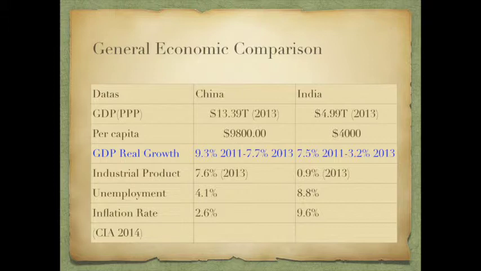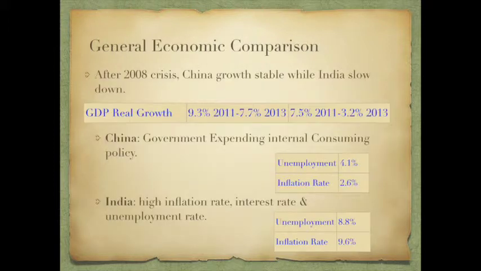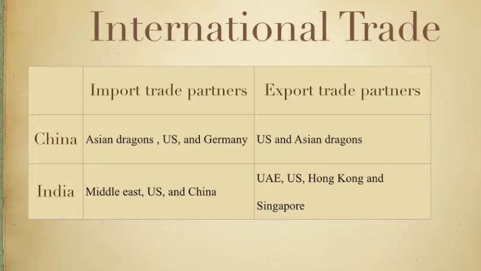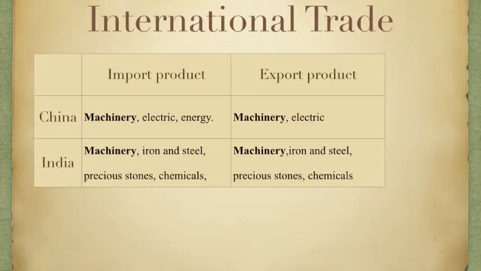And it is interesting to mention that after the 2008 economic crisis, China goes stable while India slows down. The reason behind that is China's government conducting an expanding internal consumer policy. On the other hand, the high inflation rate, interest rate and unemployment rate really slow down India's economic growth rate. And for international trade, both the US and Asian dragons are major trading partners of China and India, but India also has a large trade proportion between India and the Middle East.